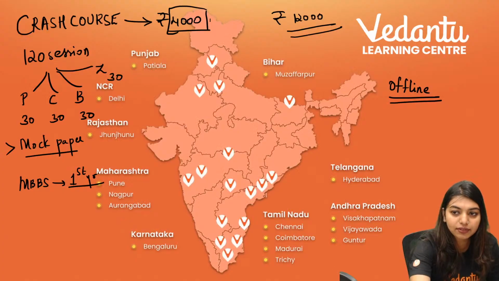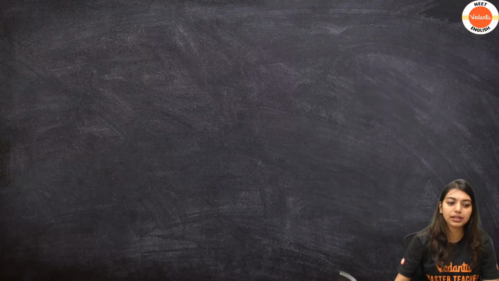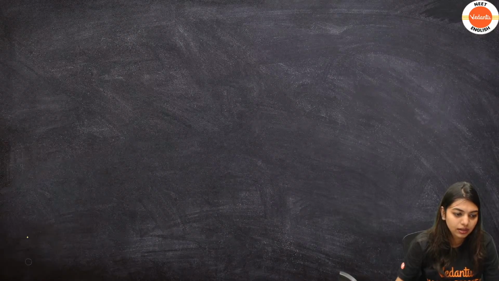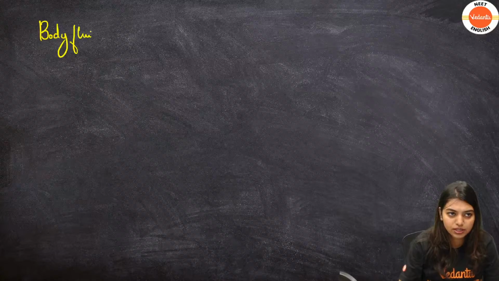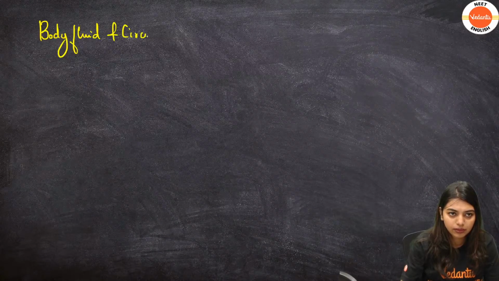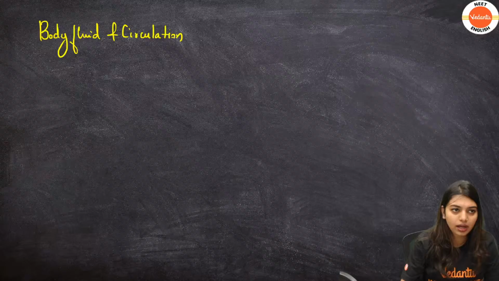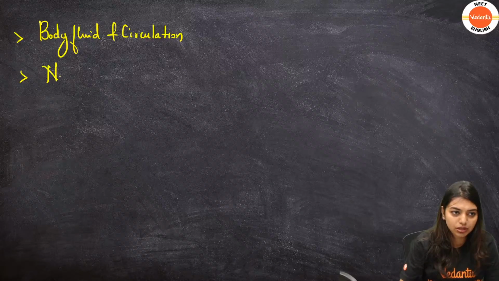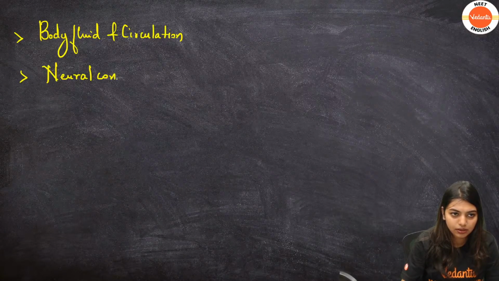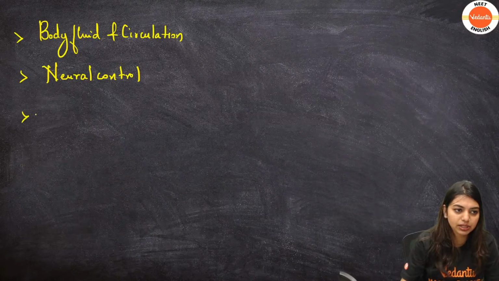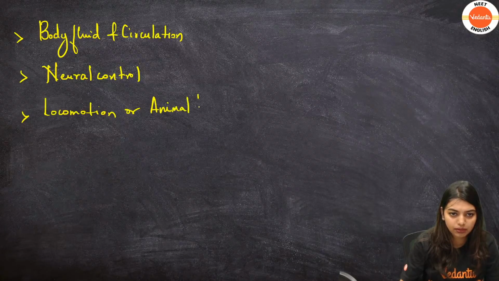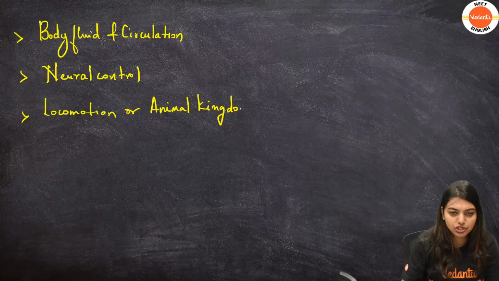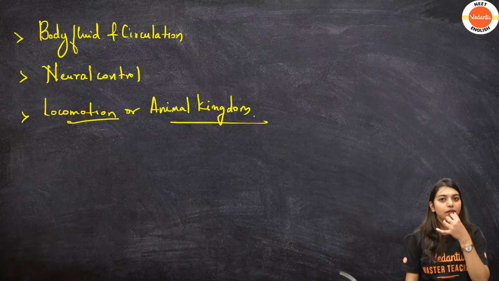Yes, students, I have completed body fluids and circulation on this channel, and now I have completed neural control and coordination. Let me know which chapter you need next. If you need locomotion or animal kingdom, let me know in the comments which chapter you need. I will be doing the chapters.